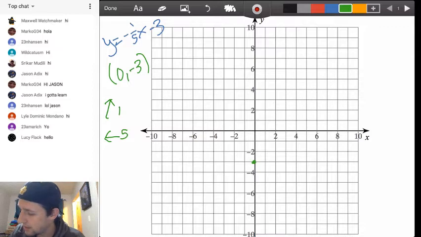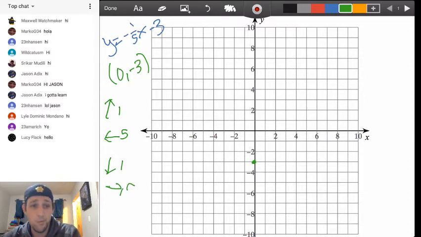Or we could do the exact opposite of that. We could go down 1 and we could go right 5. I'm going to do both because you know what, I can. So for my first point, I'm going to go up 1 and over to the left 5, I almost went the wrong way. That puts me right here. For my second point, I'm going to go down 1 and right 5. And if you'll notice, they definitely create the exact same slope from that original point.